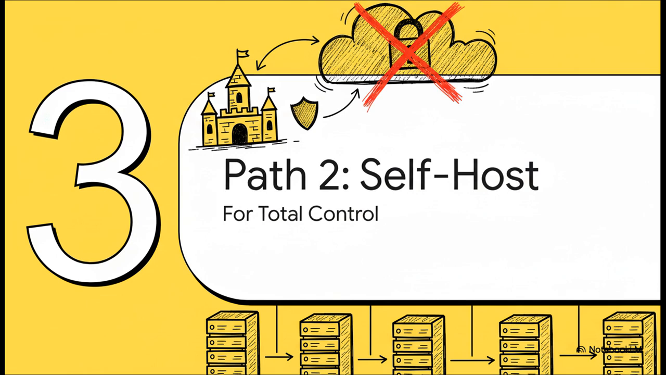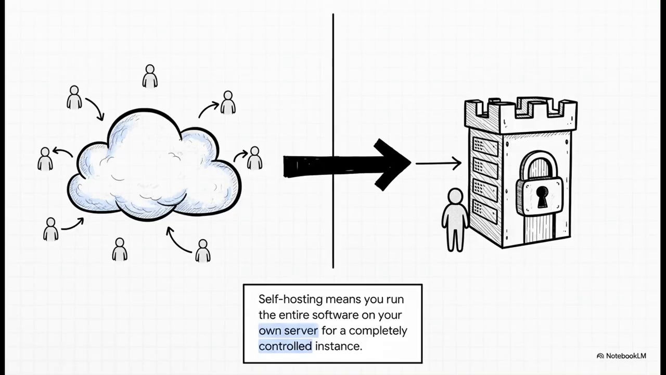What if you want all that great functionality, but you also want absolute maximum control over your data and your infrastructure? Well, that's where self-hosting comes into play. The idea here is simple, but it's incredibly powerful. Instead of using Cal.com's service in the cloud, you take the entire software and run it on your very own server. What this gives you is a completely private, totally controlled version of the platform.